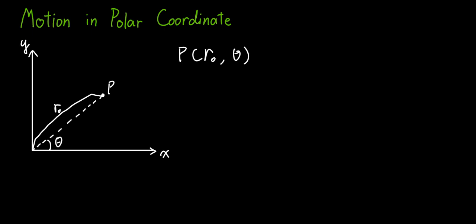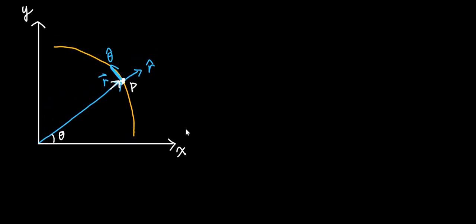But what about describing the motion in polar coordinates? Well, we are going to use two unit vectors. They are theta hat and r hat. And here, r hat points to the direction of this radius, and theta hat represents the angular direction, that is, which direction it is going to turn.